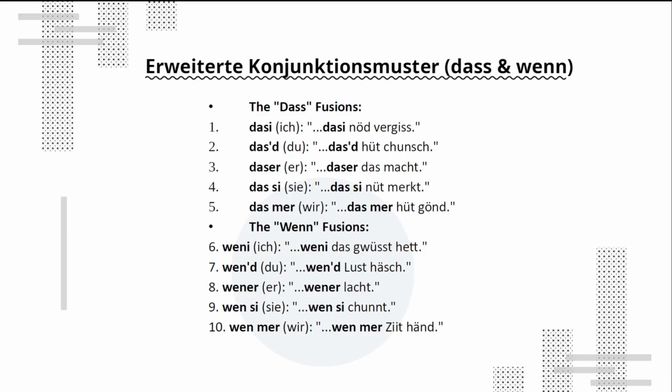Dass man, here you can, but you don't have to. So you can say dass man or dass man. It works in both ways. Dass man heute gönnt, dass man nichts merkt, and so forth. Then we have the wenn fusion. Wenn ich, wenn ich das gewusst hätte, wenn du Lust hast, wenn er lacht, wenn sie kommt. It's not wenn sie, it's wenn sie. And the last one again, wenn wir. Works both ways. It's always the same rule for gluing the words together.